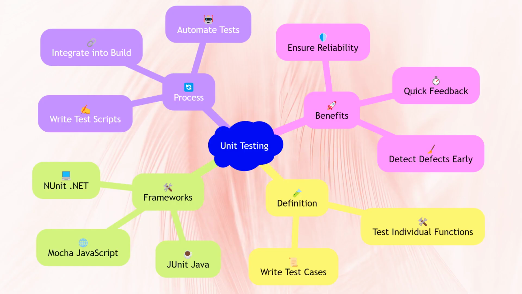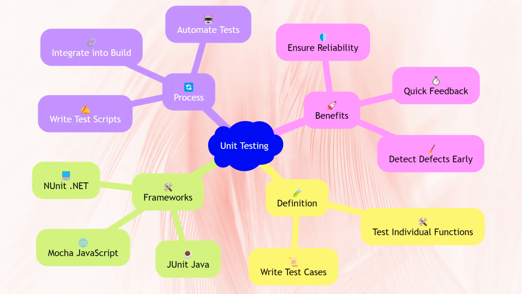Implementing unit tests involves writing test cases for individual functions or components within the codebase. This step requires selecting appropriate testing frameworks, writing test scripts, and integrating these tests into the build process. Unit tests should be automated and run frequently to provide quick feedback to developers. By implementing comprehensive unit tests, teams can ensure that their code is reliable and free of defects.